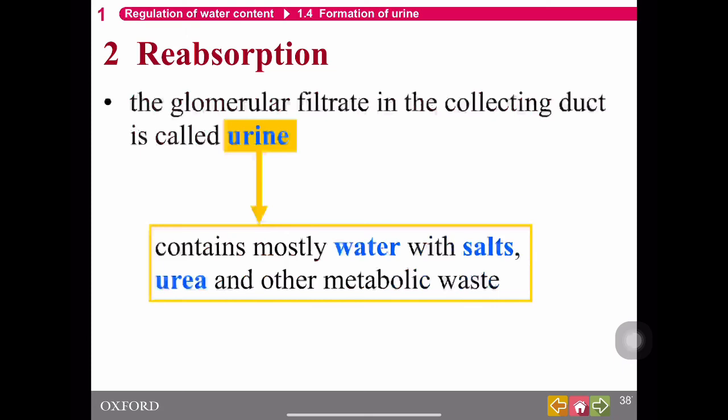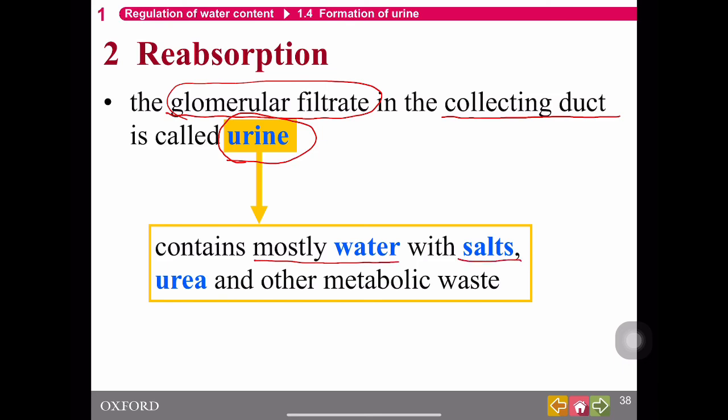Okay, so after reabsorption is complete, the glomerular filtrate reaching the final part, the collecting duct, will become the urine. You can call the glomerular filtrate at the collecting duct and finally in the pelvis urine to be removed. And the main components of the urine are mostly water, salts, and urea, and other metabolic wastes. Of course, urea is also one important metabolic waste to be removed in the urine.